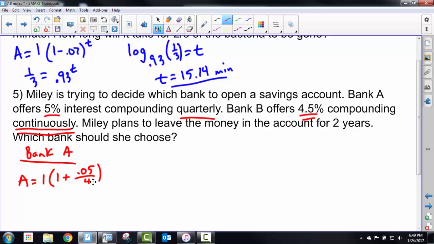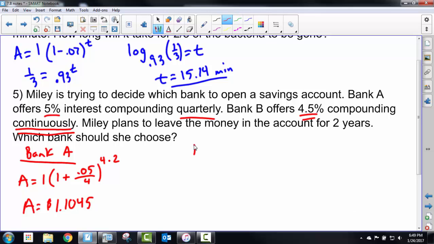But truthfully, it doesn't matter how much money she invests when we try to figure out this problem. Now, I've already put 0.05 over 4. That 0.05 represents the interest rate. The 4 represents quarterly in value of 4. And it says she's leaving the money in there for 4 years. Now, at this point, this is just a calculator problem. Now, we could argue like, hey, when it's money, you just round 2 decimal places. I'm going to go ahead and go a couple more.